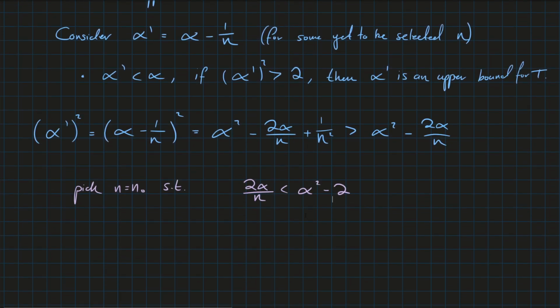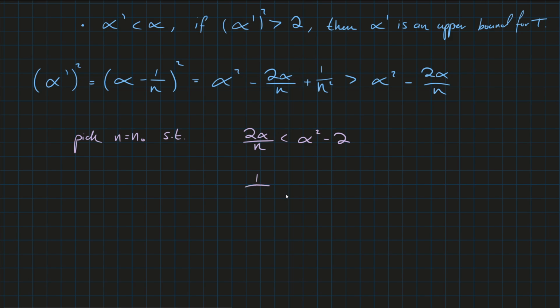Alpha squared minus 2 is positive. And again, we're allowed to do this because it's the same thing as saying 1 over n is less than alpha squared minus 2 over 2 alpha. And that's a real number, so the Archimedean property of R is letting us pick some n naught that makes this true. So then we have that negative 2 alpha over n naught is greater than 2 minus alpha squared.